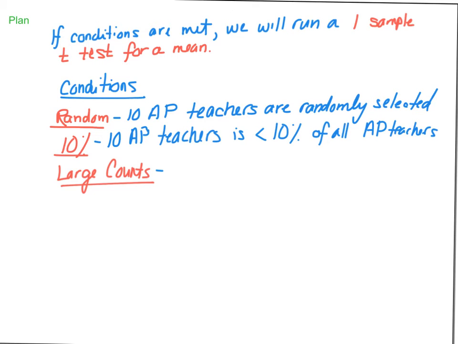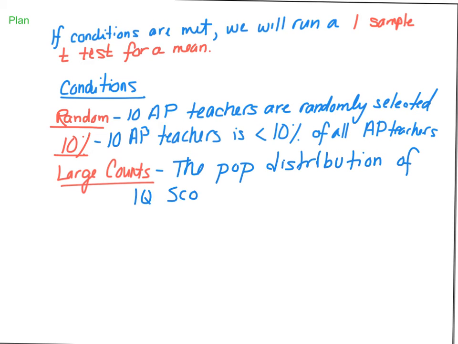So we're going to say that the population distribution of IQ scores is approximately normal. All right, so our conditions are met. We can proceed. So I would have you pause the video now and enter your 10 values. Let's put them into L2, and we're going to run our one variable stat.